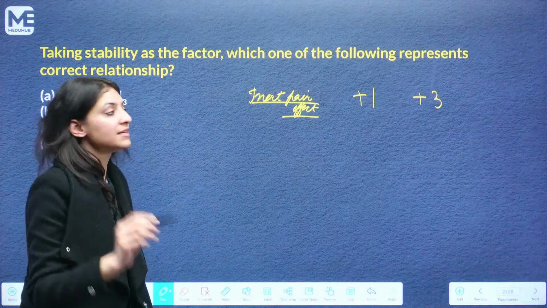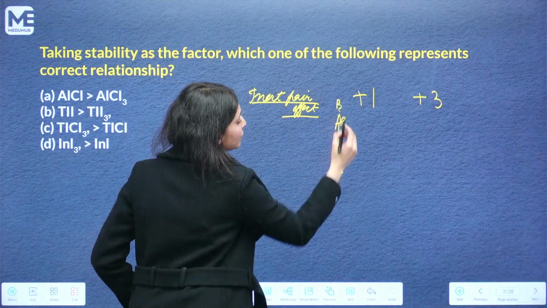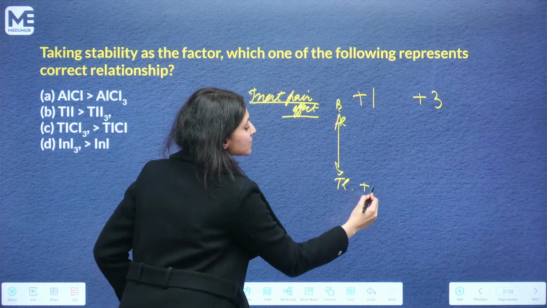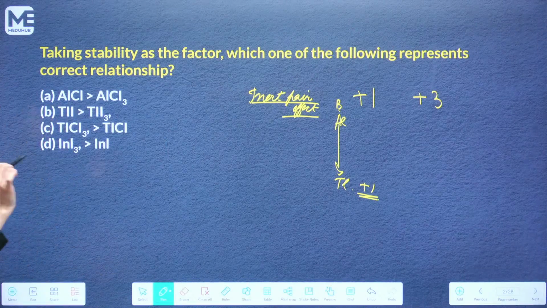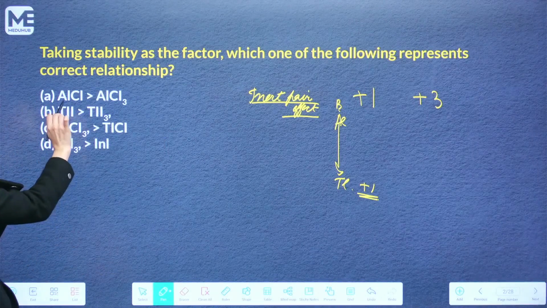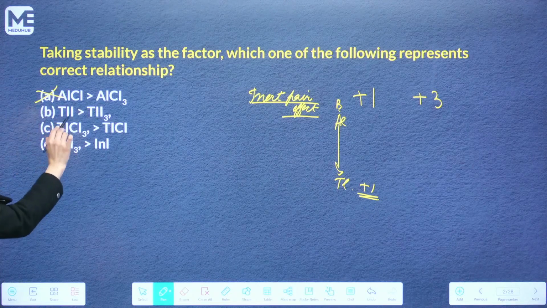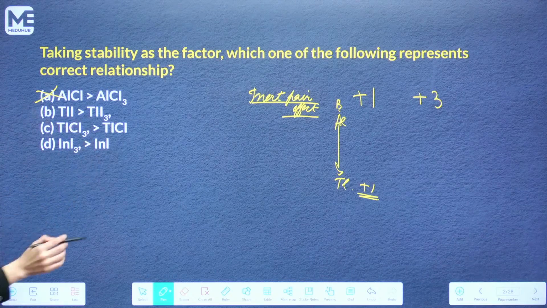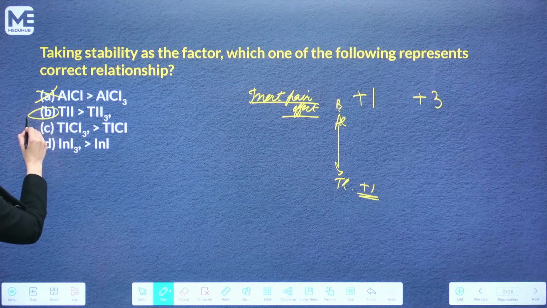Inert pair effect says that as you move down the group from boron, aluminium to thallium, the stability of +1 oxidation state increases. So now which out of these will be the most stable? +1 of aluminium will definitely not be stable. Here we are talking about +1 of thallium and +3 of thallium. We already know that thallic iodide does not get formed. So this appears to be a correct answer.